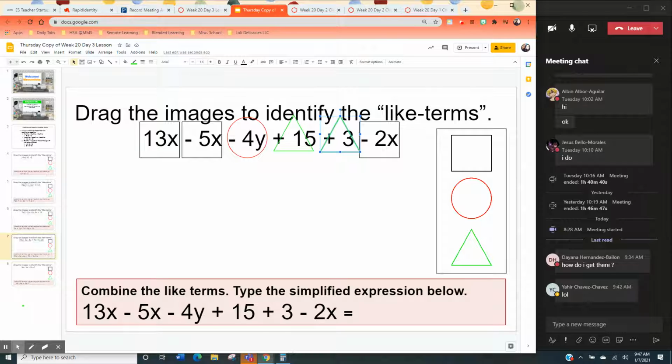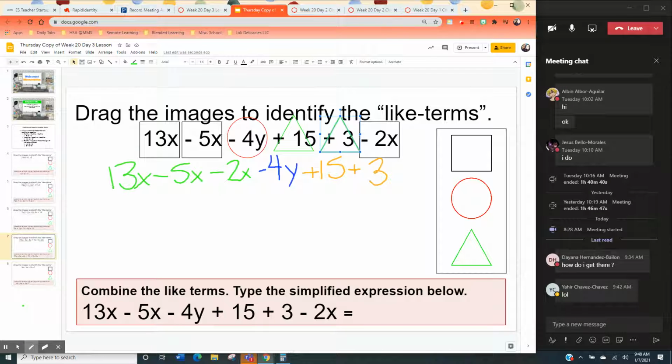Now I'm going to go ahead and rewrite. You should have had this done already. So I have 13x minus 5x minus 2x. Then I have minus 4y. And finally, plus 15 plus 3. And I just did them in different colors so that you can see the difference between all my different terms.